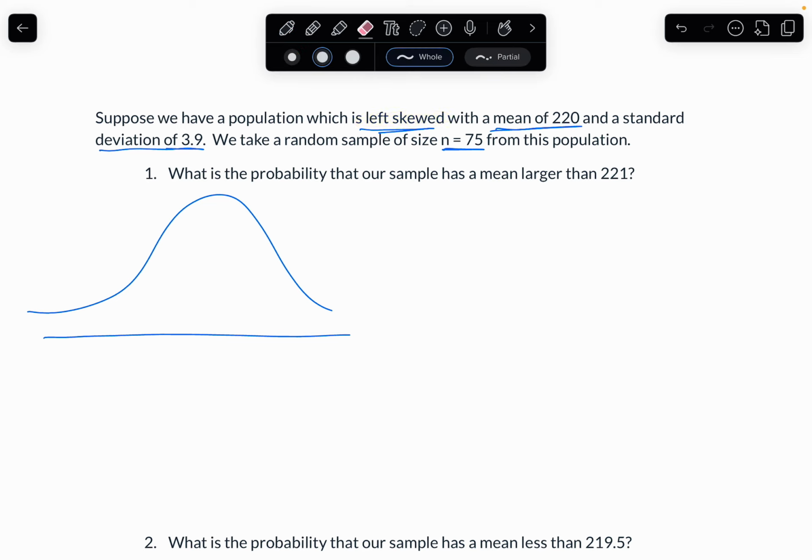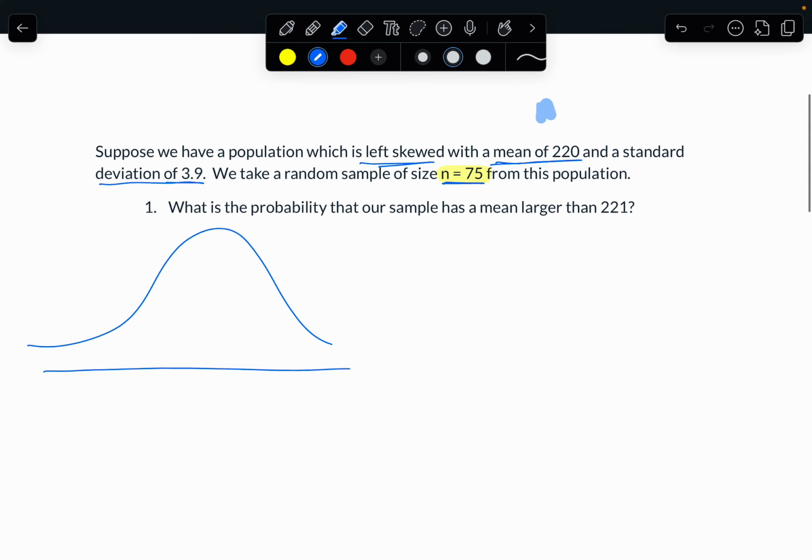But the central limit theorem for means says if we take a random sample of size large enough, and the cutoff that we use for that is n should be greater than or equal to 30 for these problems. If our sample size is greater than or equal to 30, then we don't really care about what the underlying population looks like. In this case, we just care that our sample size is large enough. So in this case, n is 75. That is certainly greater than or equal to 30. That means that we're good to go.